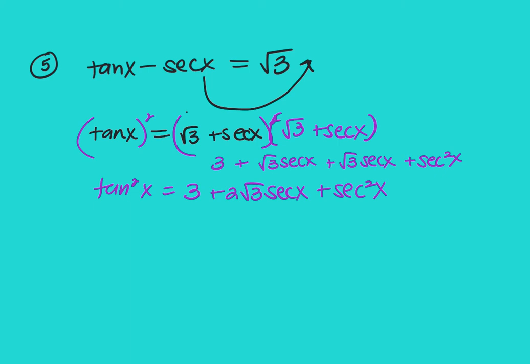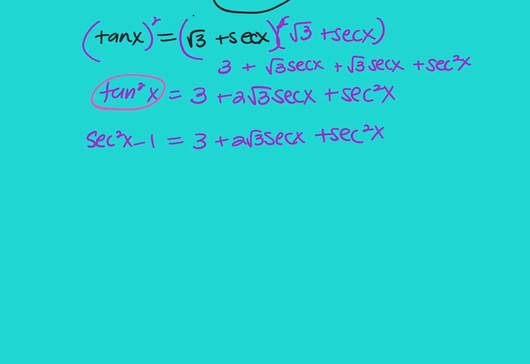So you don't want to intertwine them any more than you have to, which is what would have happened if you squared both sides before you moved it. You want to separate them out and then square it. Then because I have a secant and a secant squared, I want to replace the tangent with the secant. So tan squared plus 1 equals secant squared. If I isolate tan, tan squared equals secant squared minus 1. So that goes here: secant squared x minus 1 equals 3 plus 2 root 3 secant x plus secant squared x.